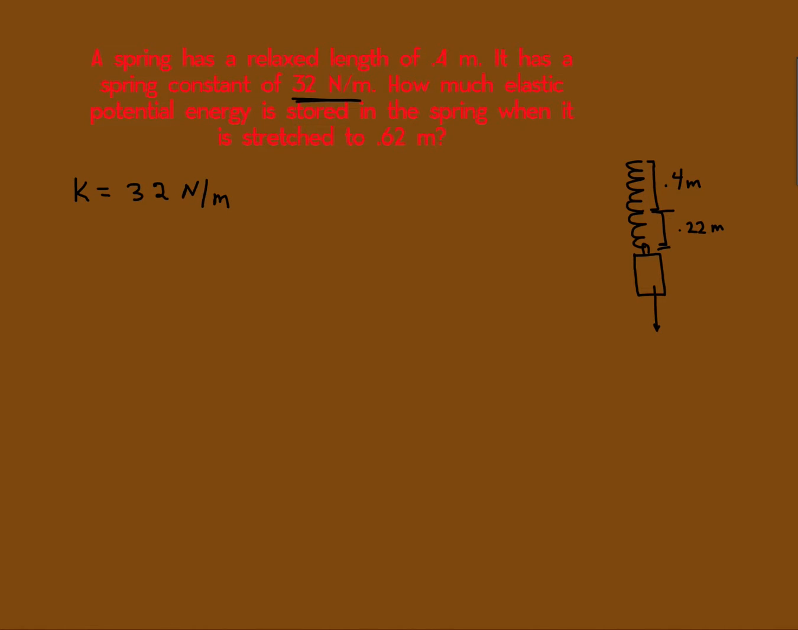Now, the formula for the elastic potential energy is equal to 1/2 K X squared. Now in this case, X is the displacement of the spring. So in our example, the spring got stretched 0.22 beyond where it was when it was relaxed. So that is our value of X. Our K is our spring constant that's given to us.